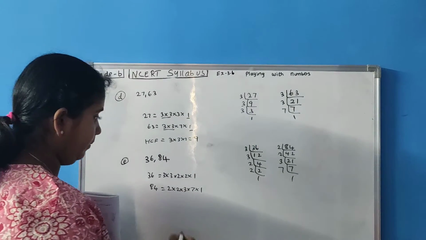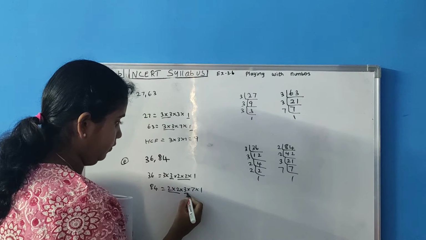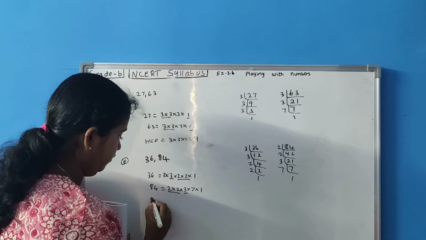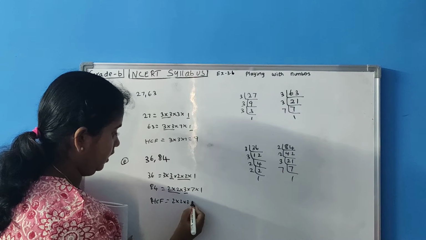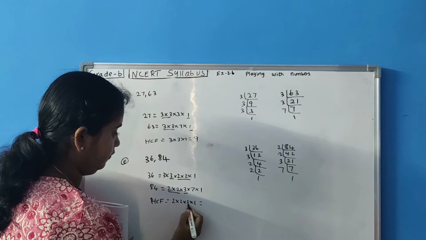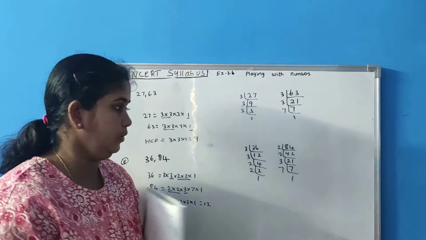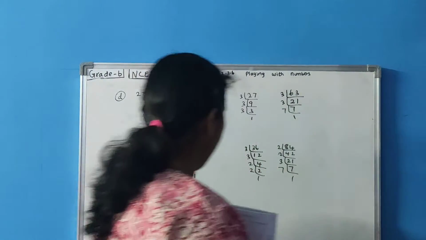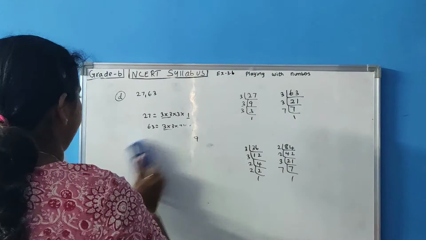Now find the common factors: 2 into 2, and 3. So the HCF of 36 and 84 is 2 into 2 into 3 into 1. 2 2s are 4, 4 3s are 12. So the HCF of 36 and 84 is 12. Okay. Now we'll move on to the next sum. You have 2 more sums.